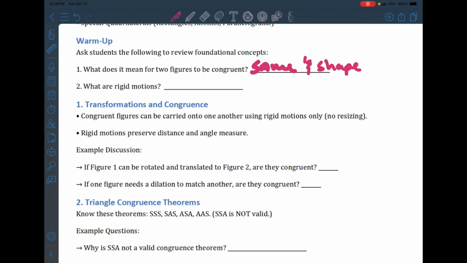What are the rigid motions? Well, we have a translation, rotation, and a reflection. There is nothing about dilations. Dilation actually does the exact opposite of a rigid transformation. Dilation changes the size.